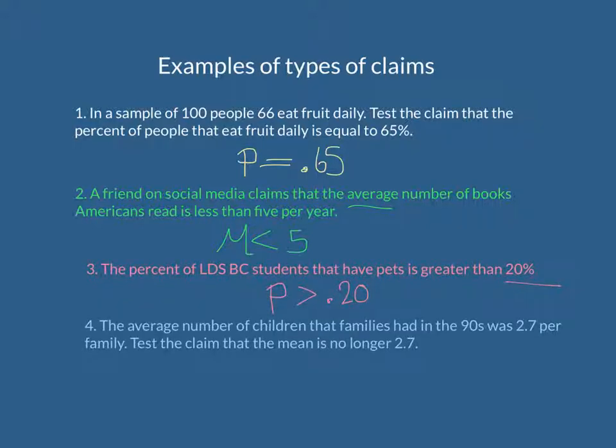All right, the last one says the number of children that families had in the 90s was 2.7 per family. Test the claim that the mean is no longer 2.7. So we have a mean, and we're testing the claim that it is no longer equal to 2.7. So we say it is not equal to 2.7. These are all different things. You can have your original claim be equal to, less than, greater than, or not equal to.